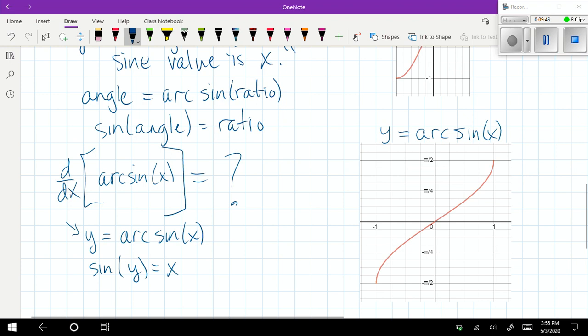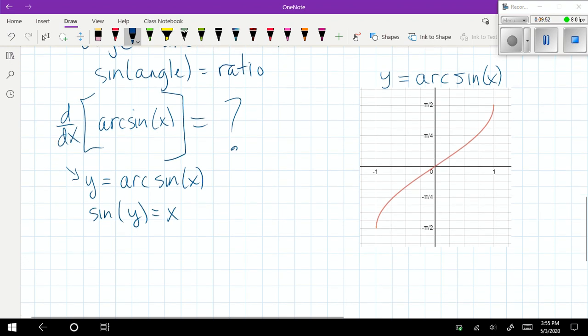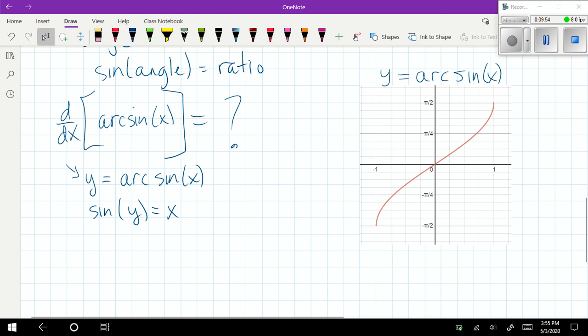Okay? Let's just see how this works a little bit. Now I'm going to take this y equals arcsine of x, and I'm going to do an implicit differentiation. So the derivative of sine of y will therefore be the derivative with respect to x of x. Just take the derivative of both sides with respect to x.